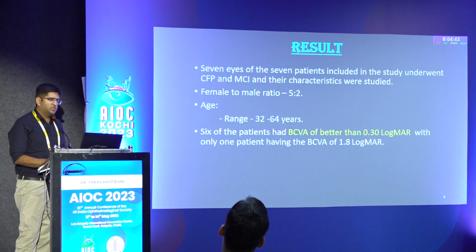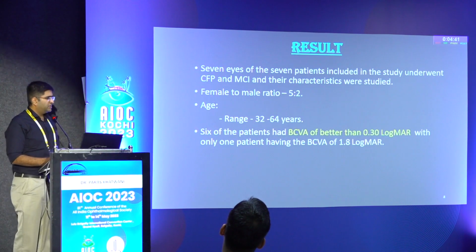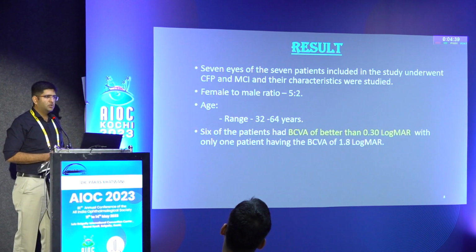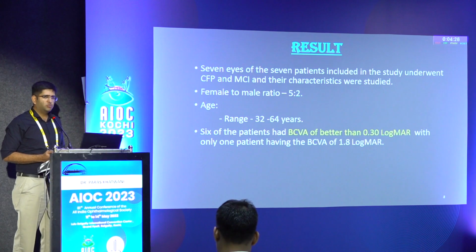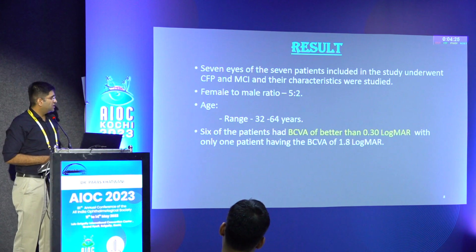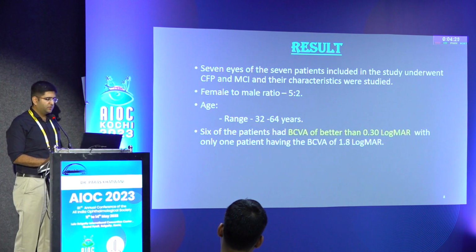So, coming to the results, 7 eyes of 7 patients who were diagnosed with optic disc melanocytoma were included in our study. The female to male ratio was 5:2, and the range of age was 32 to 64 years. 6 out of 7 patients had a best corrected visual acuity of better than 0.3 logMAR, and only one patient had a diminution of vision with best corrected visual acuity of 1.8 logMAR.